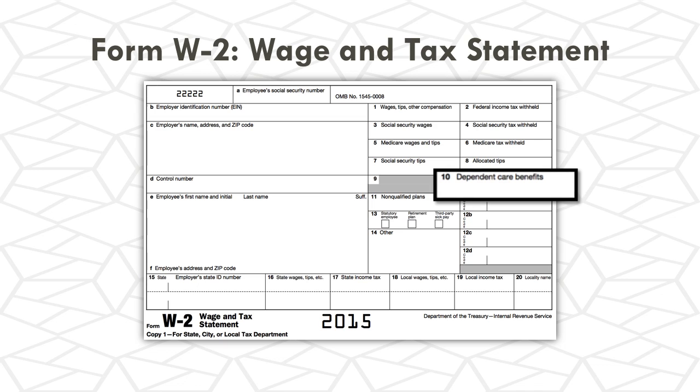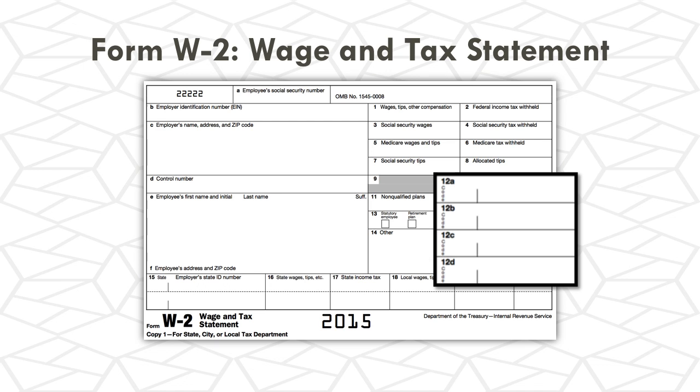Box 10 is dependent care benefits, which are provided by the employer to the taxpayer. Box 12 shows a variety of standard codes, some of which you will learn to immediately recognize and will require you to take further action, and some of which you will need to look up using your resources to determine whether or not you need to do anything further with them.